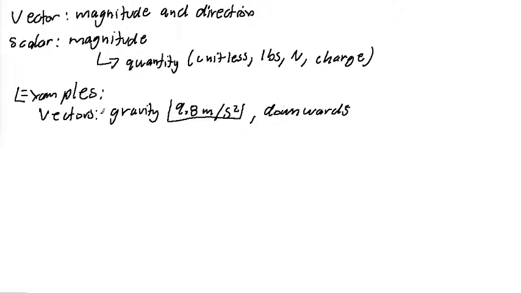Another example can be your GPS coordinates. You know how they tell you to go 3 miles southeast and then turn left or turn right? Well, they're telling you a magnitude, 3 miles, and then they're telling you the direction to go towards. Later on we'll work some problems.